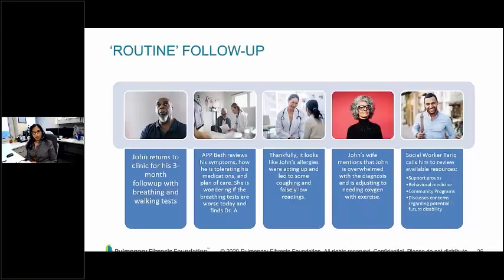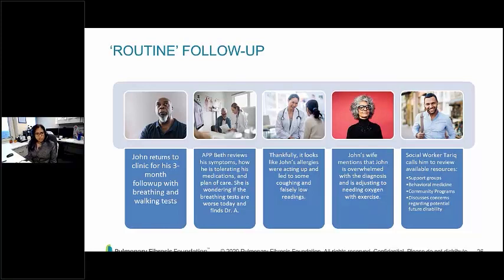Okay. And then routine follow-up. And so this is a lengthy one, because I think routine follow-up, there's nothing really routine about it. The reason your physicians and your APPs ask you to come back to clinic at certain time frames is because there's so much that we want to address with you and make sure that we're doing the best that we can in terms of addressing your medical issues and symptoms.